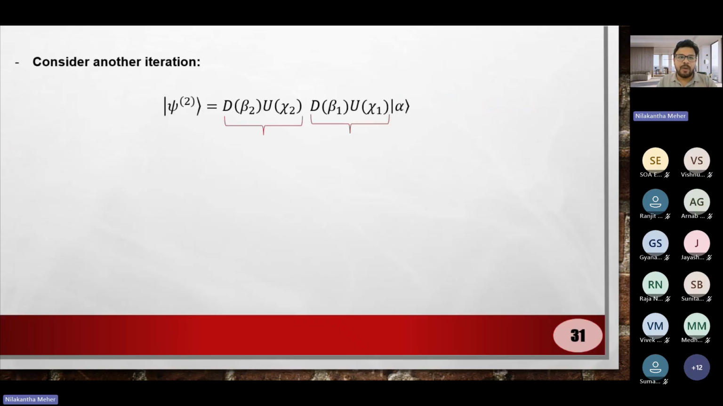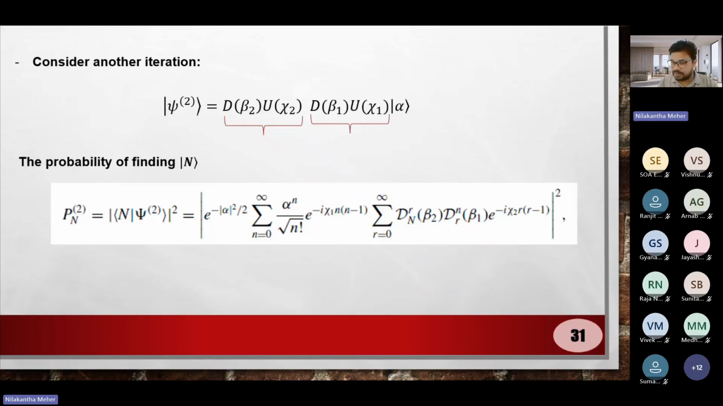Now consider another iteration. Once I apply this one, D(beta 1) and U(chi 1), that is the Kerr unitary and displacement, I put in another iteration, and suppose the resultant state is psi 2. Now let us calculate the probability of finding n here. Although this looks very cumbersome, and you cannot simplify it further, and one can take this as a challenge, it is really challenging to simplify further. I could not get a simple expression as given here.